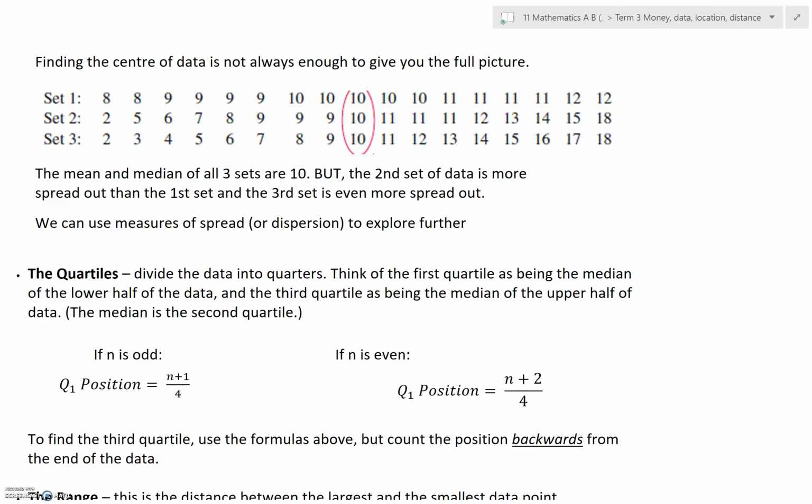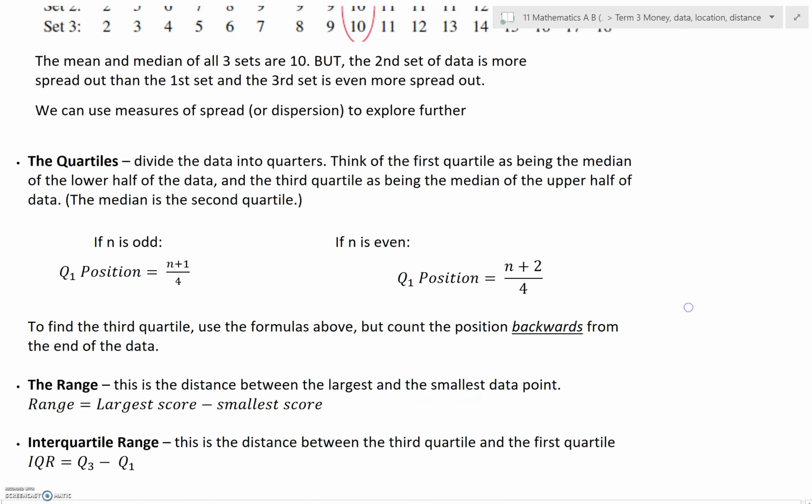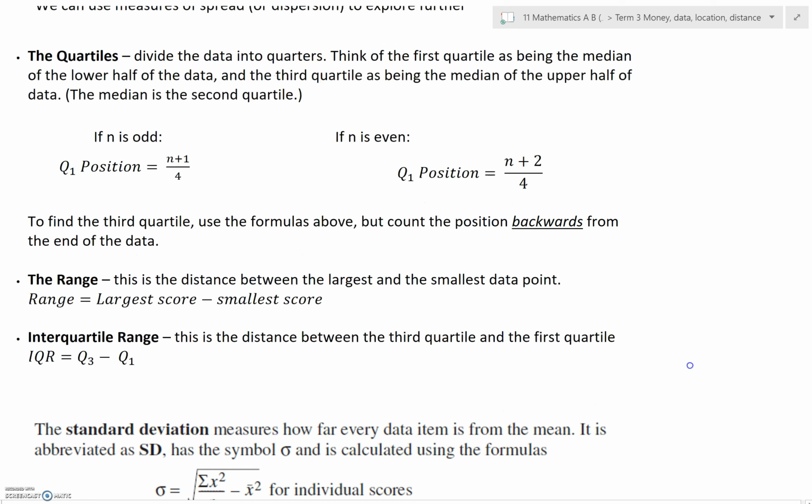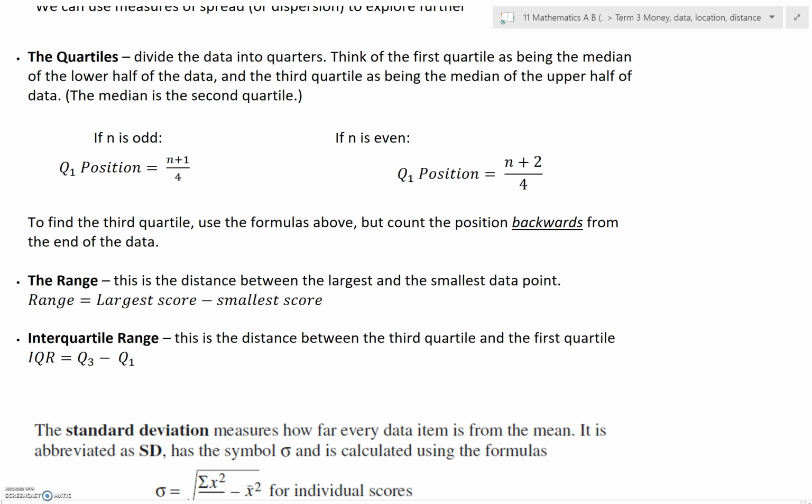In reality, we probably would use measures of central tendency and measures of spread together to give us a broader picture of the data. So let's have a look at those things that we're going to work with for this. So we've got something called quartiles. Quartiles relates to quarter, which means we divide our data into quarters.